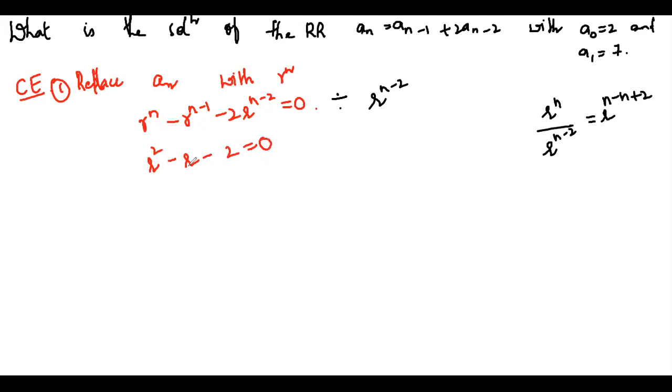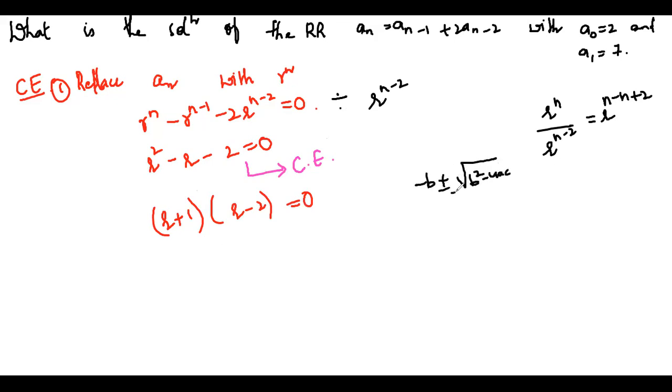Now, after that, here we are supposed to find the roots. This equation that we have got is the characteristic equation. Now we are supposed to find the characteristic roots. So what are the roots of the equation? It can be written as r plus 1 into r minus 2 is equal to 0. Or you can even use the formula, which is minus b plus or minus square root of b square minus 4ac, by 2a.